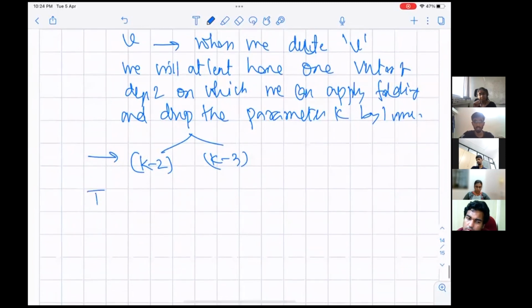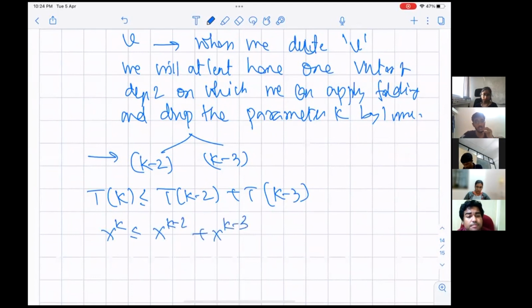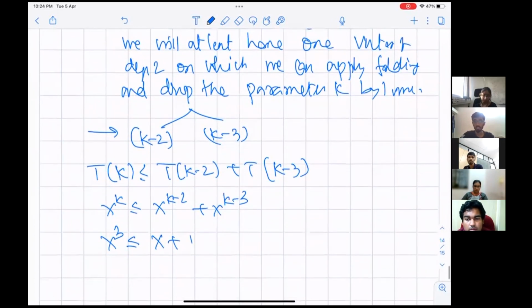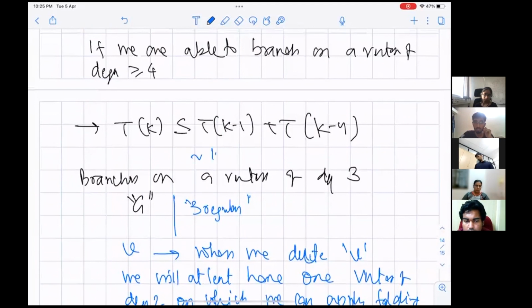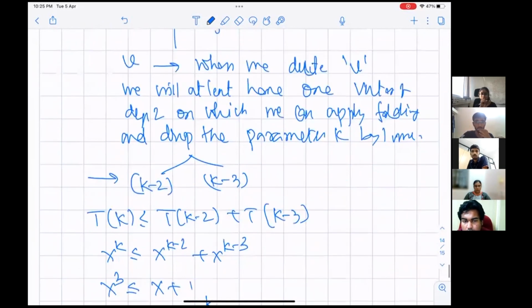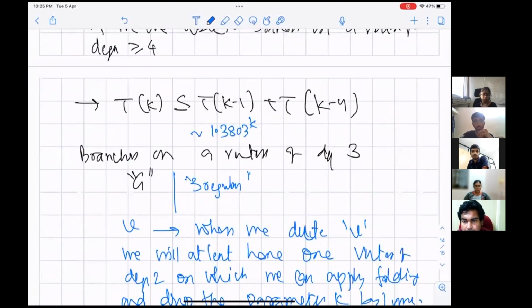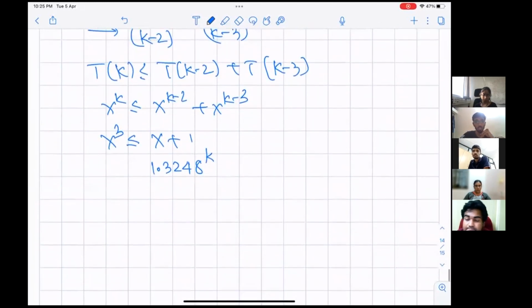So what is the recurrence here? Anybody? This should be very good. It's 1.3247, something like that, this will solve to. So one recurrence solves to 1.3803 to the power k. So in my algorithm, either I'm branching with this recurrence or with that recurrence. In the worst case, I might be branching with the top recurrence. So what is the running time of this algorithm?